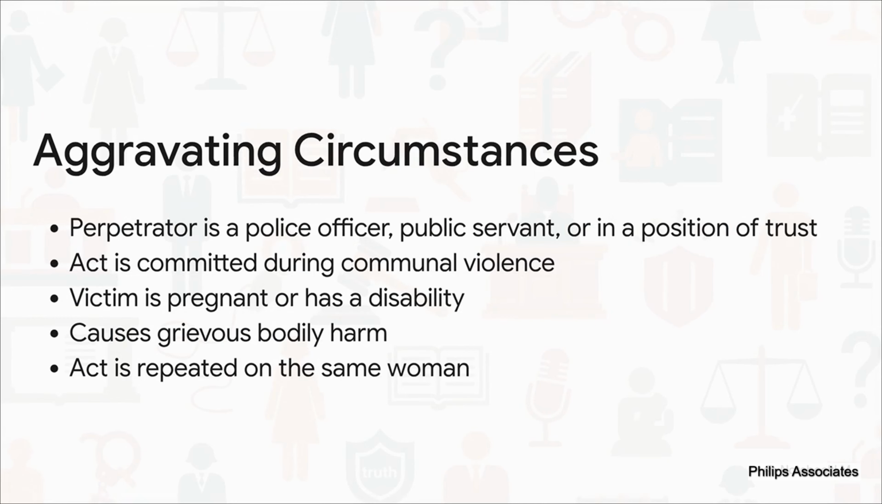But Section 64 goes even deeper. It lists several aggravating circumstances that can lead to even tougher penalties. The big theme here is abuse of power or trust. So if the offender is a police officer, a public servant, or someone in a position of trust like a guardian or a doctor, the law sees that as a much more serious crime because it's a profound betrayal. Same thing if the victim is especially vulnerable. In these situations, the punishment can be ramped up to life in prison.